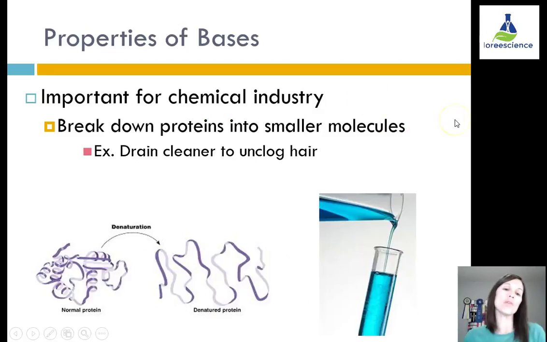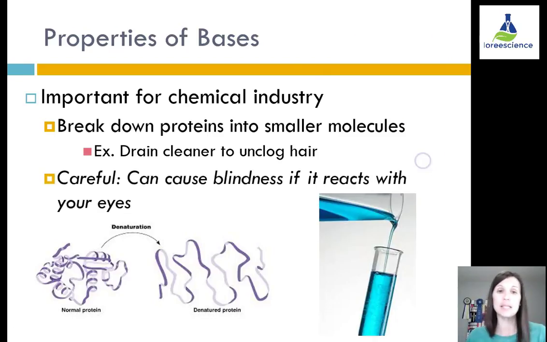So why are they important for industry? The big thing is they can break down proteins or large molecules into smaller molecules. So for example, in terms of a drain cleaner, you have a clog in the drain, lots of hair, blocking the flow of water. You put a drain cleaner down, it is going to be able to break that substance down into smaller pieces and allow for the free flow of water. So mainly for kind of cleaning substances.